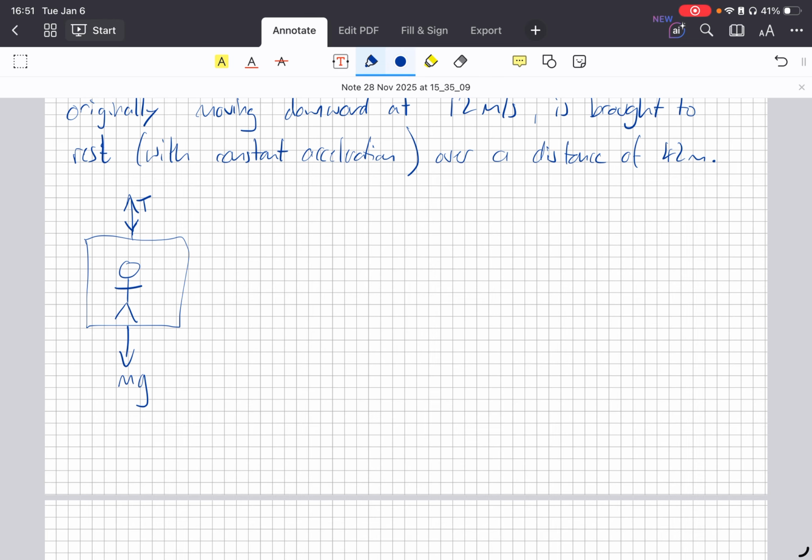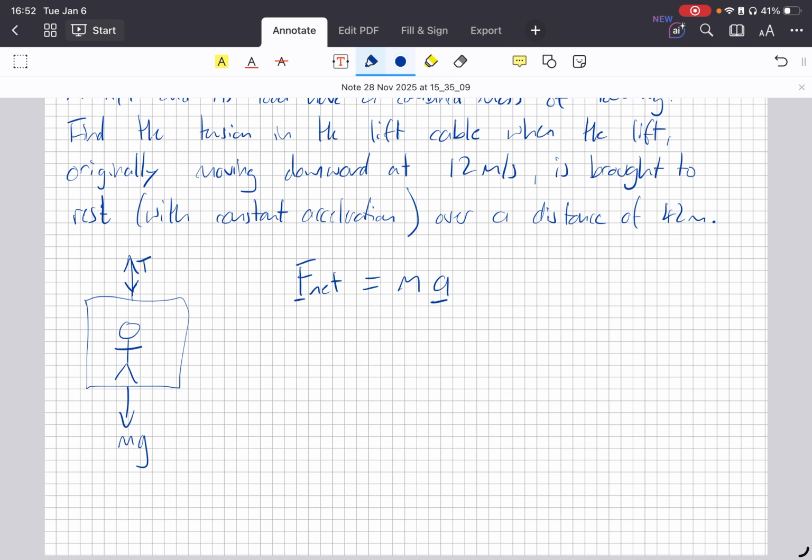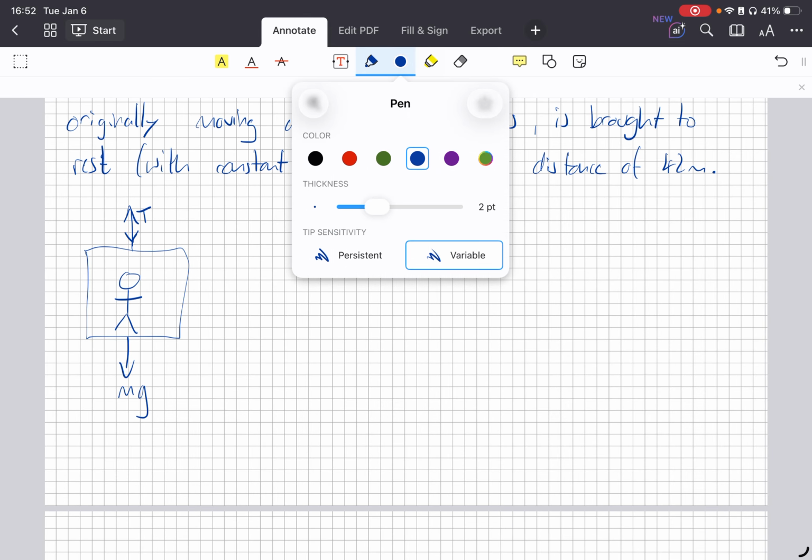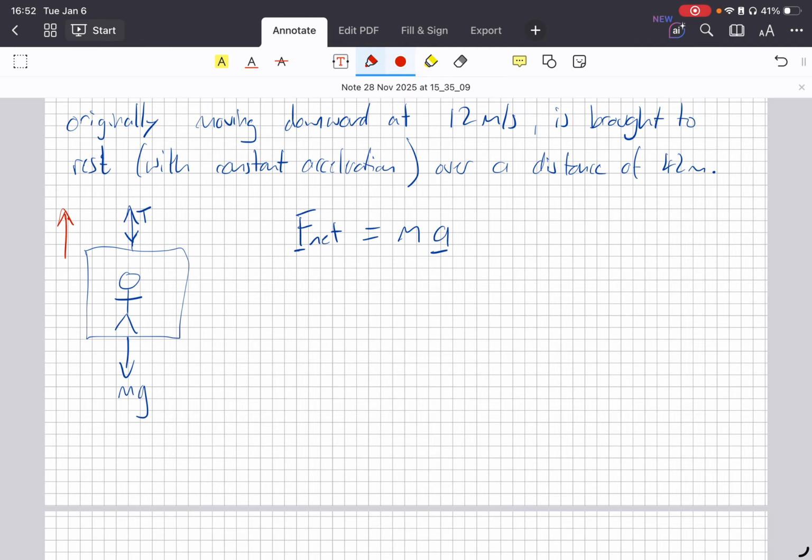So now we get to step three, which is using Newton's third law, which states that the net force acting on a body is equal to its mass times its acceleration. So let's write down what the net force is. To do that, we need to define our coordinate axes. So we're going to define this upward direction as the positive direction.